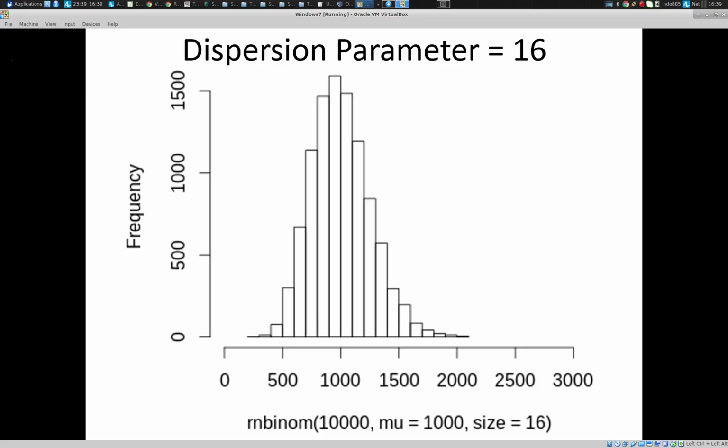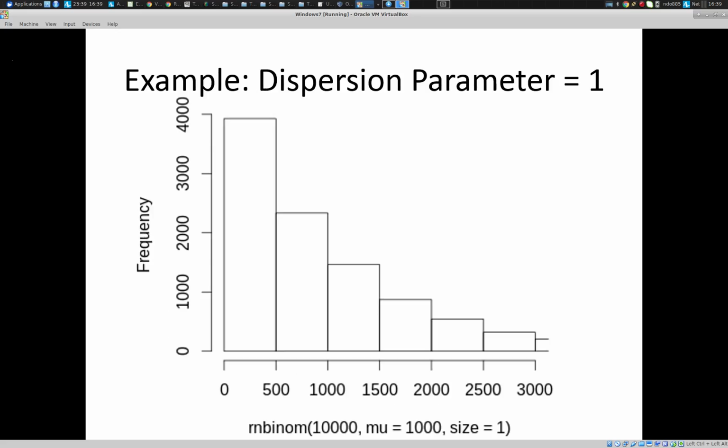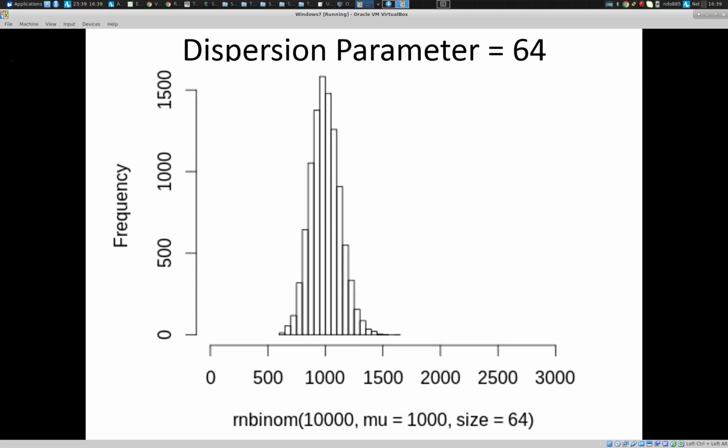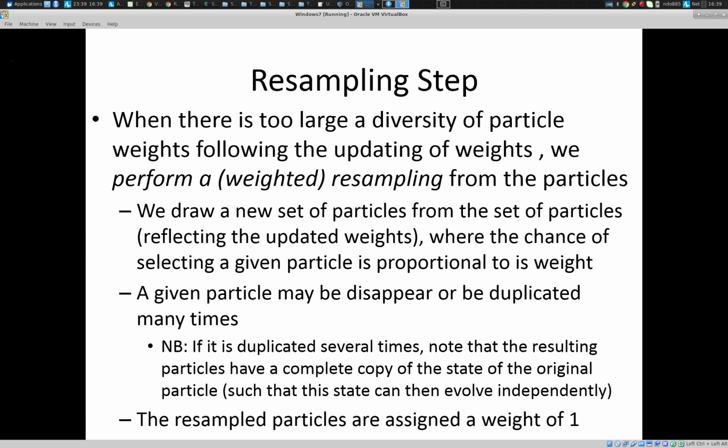unforgiving if it's off. In other words, if it's really wide here, we'll say, oh, if you got a value that's 2,000 and our mean expected value is 1,000, it's not that bad. But if we have a dispersion parameter that's really large, say 64, value 2,000, you're out of the running. I mean, there's just no possibility that this is consistent with our expectations. So the dispersion parameter is something that you end up needing to specify for the likelihood function.